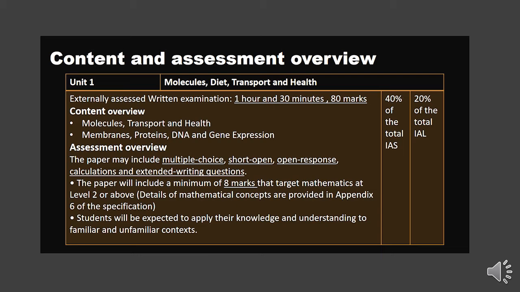We all know that being science students, we can never ignore math in any of the science subjects. So in all the bio papers, throughout this qualification level, you will be getting targeted math questions in each of the unit papers. Here in this paper, you will be expected to apply your knowledge and understanding to familiar and unfamiliar contexts. This paper contributes to 40% of the total IAS and 20% of the total IAL qualification. So now let's see the Unit 2 Content and Assessment Overview.